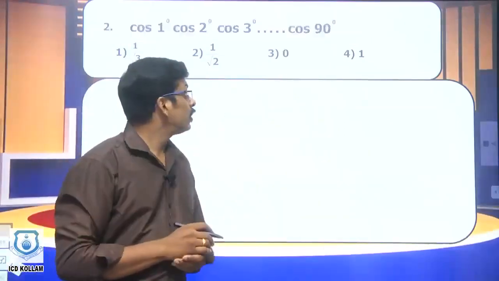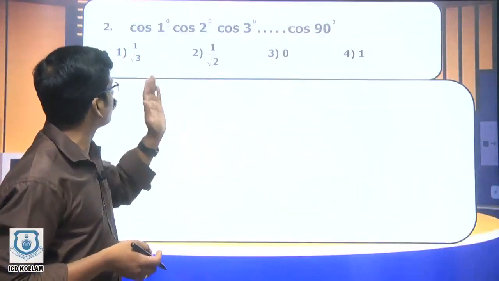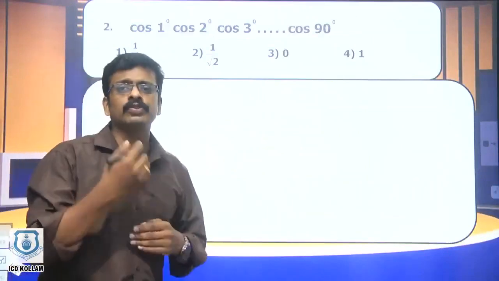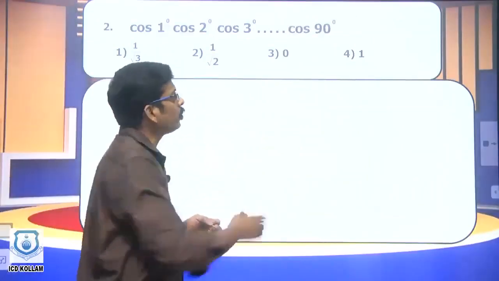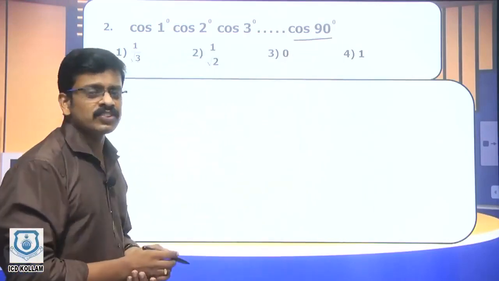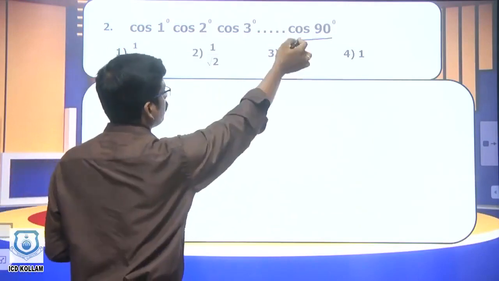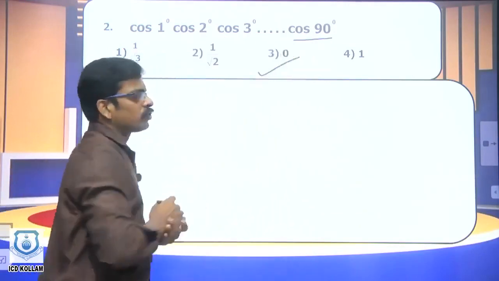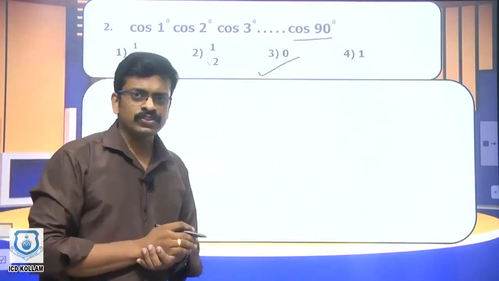Question number 2, a simple question: cos 1 degree, cos 2 degree, cos 3 degree, etc., up to cos 90 degree. Here we need to note the 90 degree. You know cos 90 degree is 0. So the product of any number with 0 is 0. So there is no other choice, the answer is option 3.